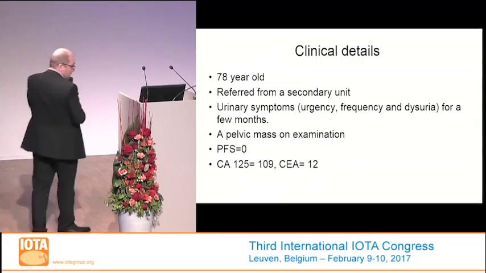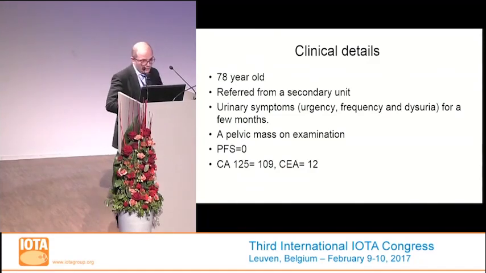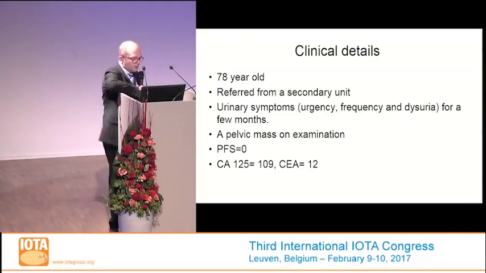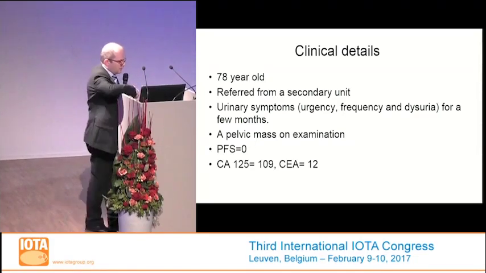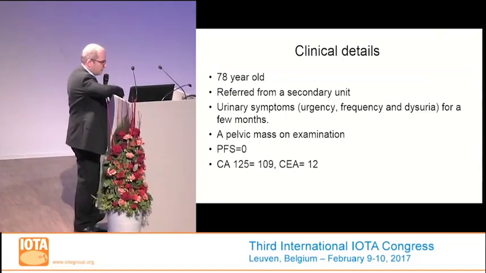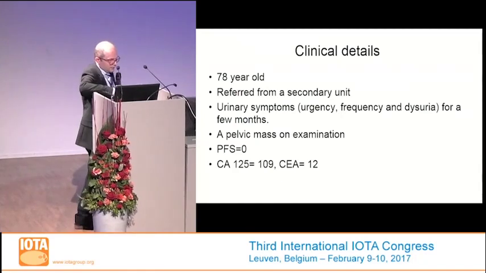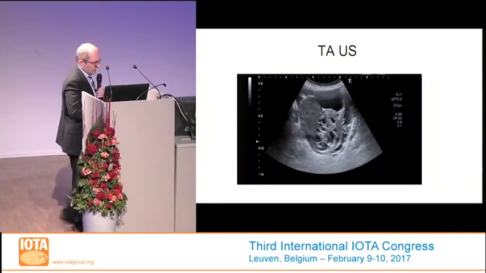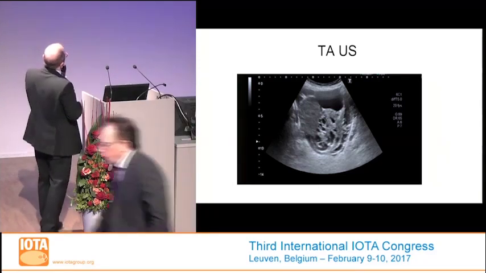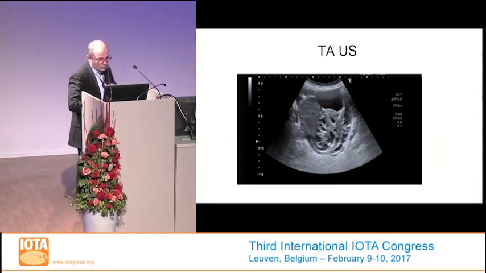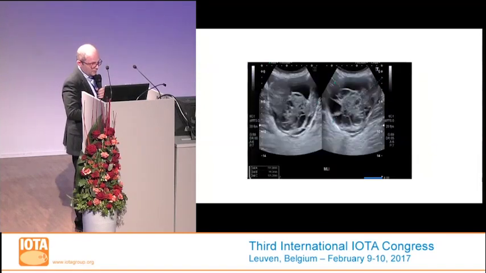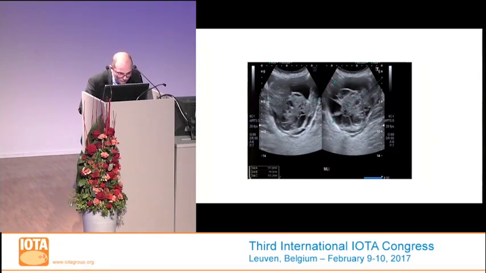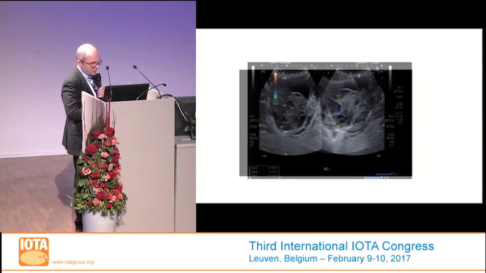she's a 78-year-old lady, and she's referred from a secondary unit with urinary symptoms, urgency, frequency, dysuria, for a few months. There was a pelvic mass, which was felt at examination. The performance status is zero. Tumor markers, CA125 is 109, and the CEA is 12. The ultrasound scan image, transabdominal ultrasound scan, showed a multilocular solid mass on the ovary, measured, I would say, about 117 millimeters in the largest diameter.